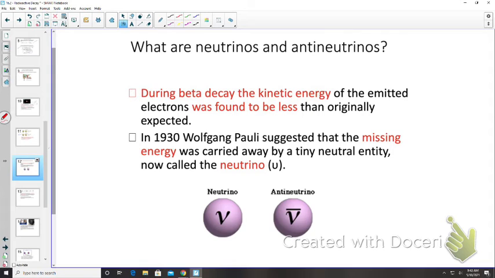So in 1930, this gentleman comes along, Wolfgang Pauli. He is also known for his Pauli exclusion principle, and that is involved with the spin up and spin down orientation of electrons in atomic orbitals. Okay, but Pauli suggested that the missing energy was being carried away by a tiny neutral entity which we call today the neutrino. Okay, so neutrino is just kind of like the V, right? Antineutrino is the V with the line on top of it. Okay, so this explained the observations of missing energy of emitted electrons during radioactive decay.